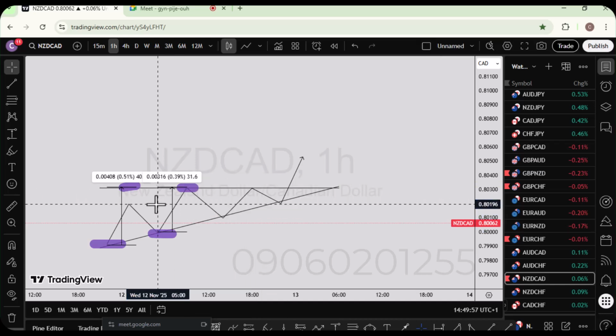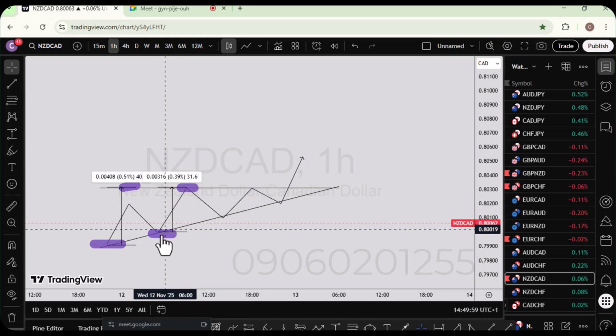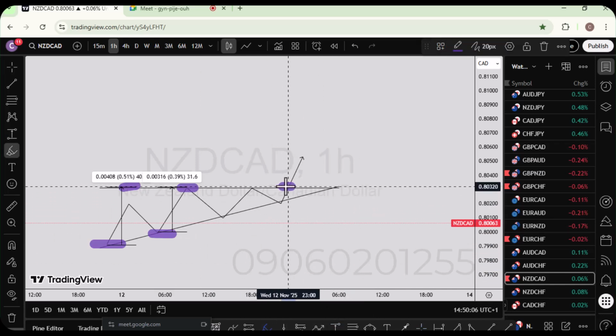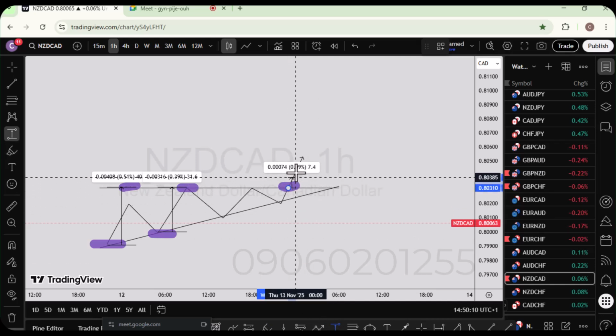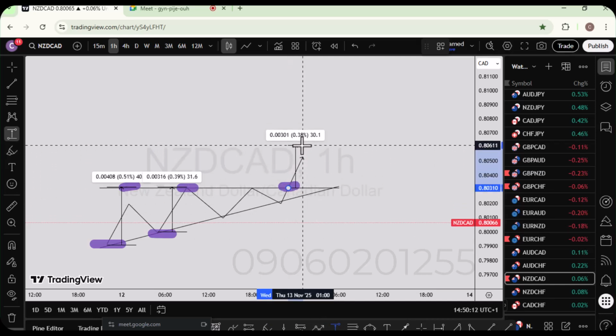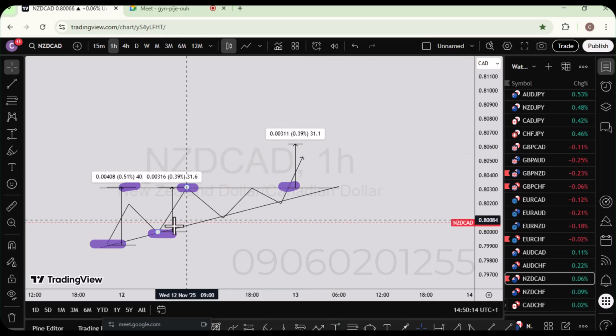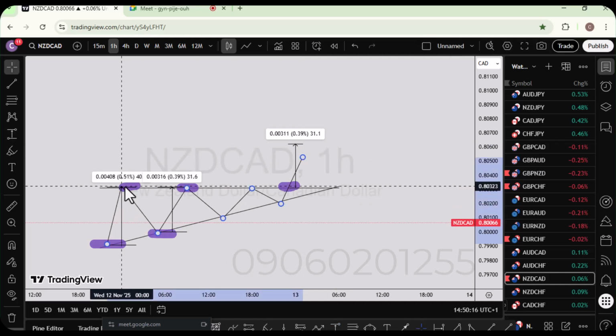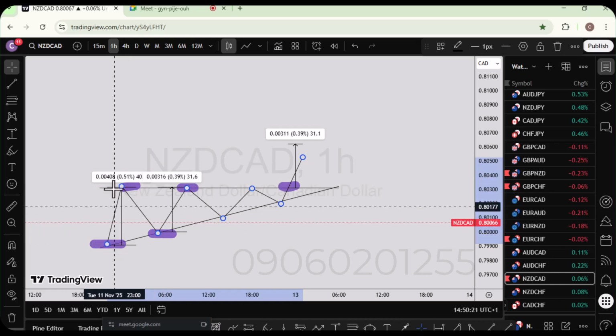So now let's say for instance your measurement starts from this level and this level. That is 31. It means you extend your 31 from the point of the breakout right there. You extend your 31 pips from here. You count 31. That is it. Now let's say for instance the market tags this level here. It means we are going to measure from this level to this level. So if we measure from this level to this level, it means that is 40.